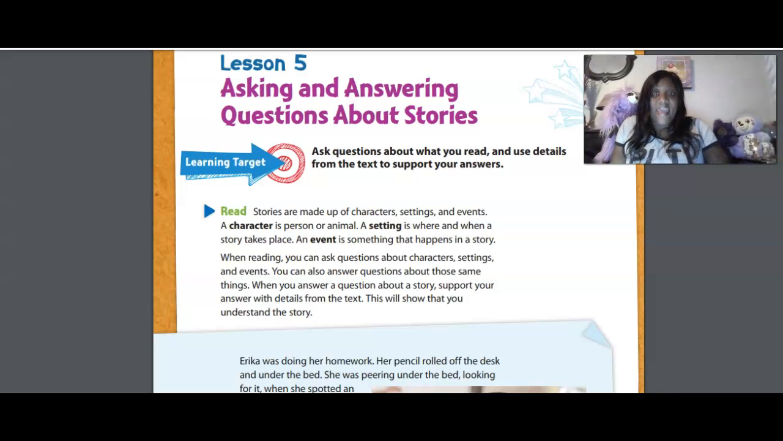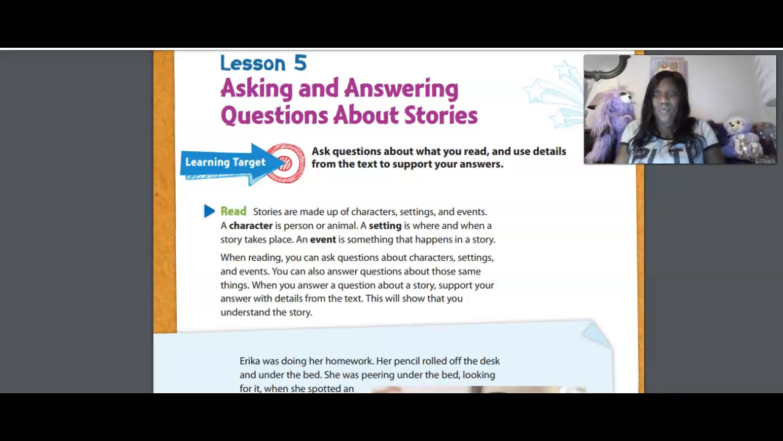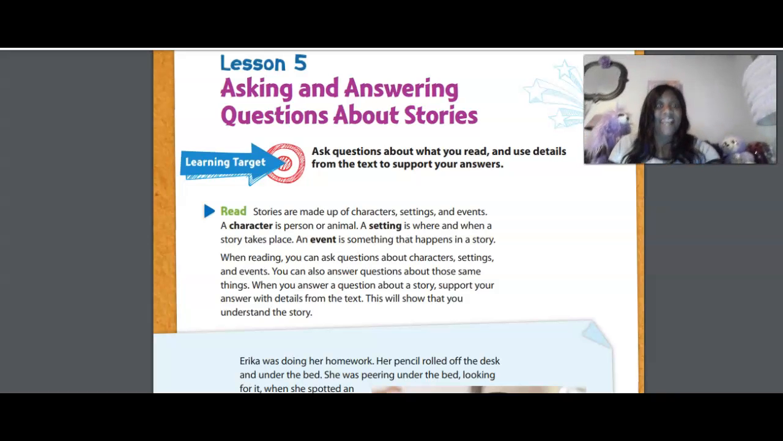Stories are made up of characters, settings, and events. A character is a person or animal. A setting is where and when a story takes place. And an event is something that happens in a story. When reading, you can ask questions about characters, settings, and events. You can also answer questions about those same things. When you answer a question about a story, support your answer with details from the text. This will show that you understand the story.